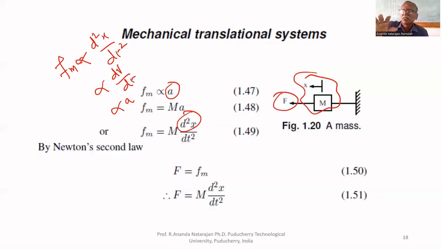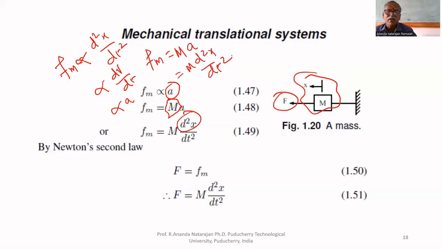That is different; we don't want to see all those things. So the energy is proportional to mass and acceleration. The force is equal to mass times acceleration. That mass is constant, so Fm, the reaction force, is equal to m d square x by dt square. These two forces must be equal, so it must be equal to F.